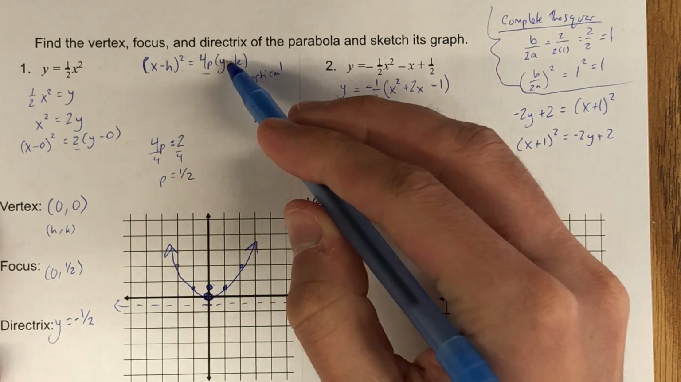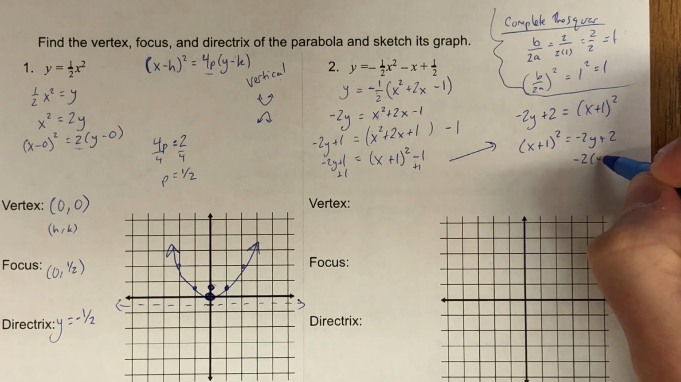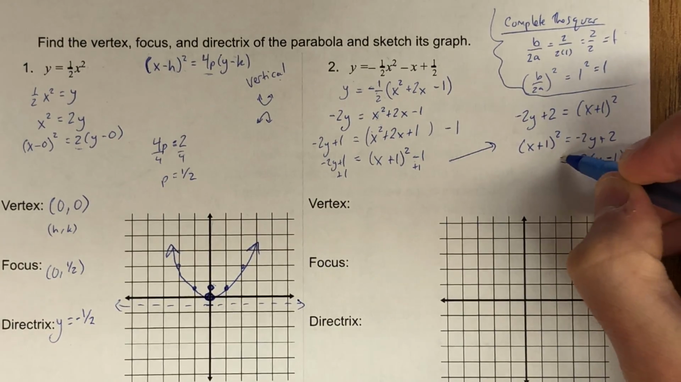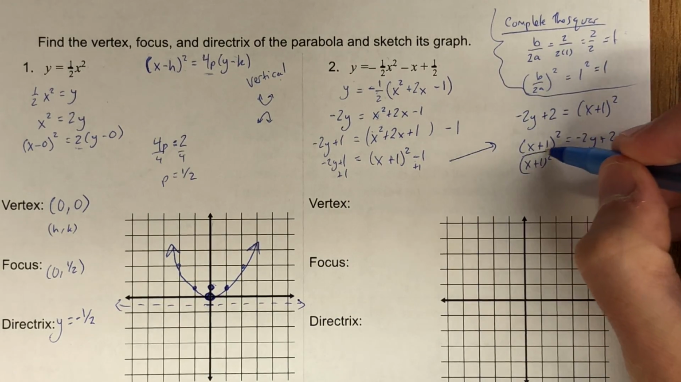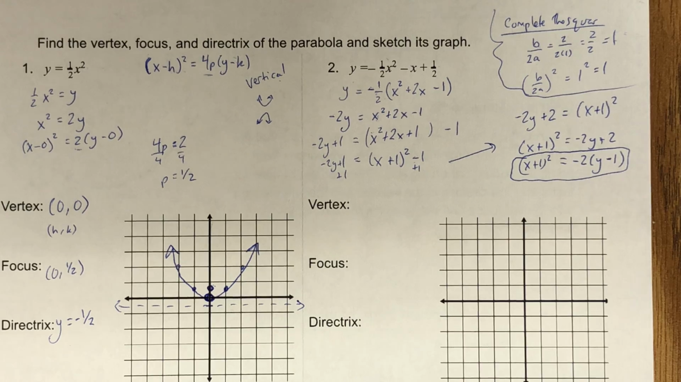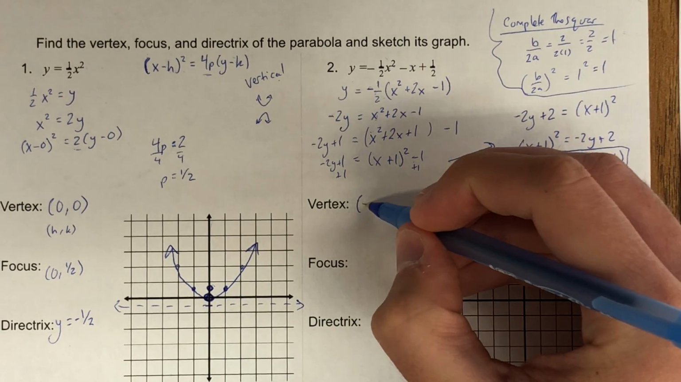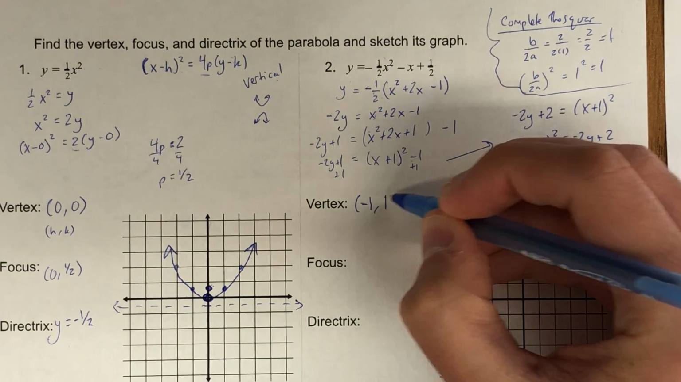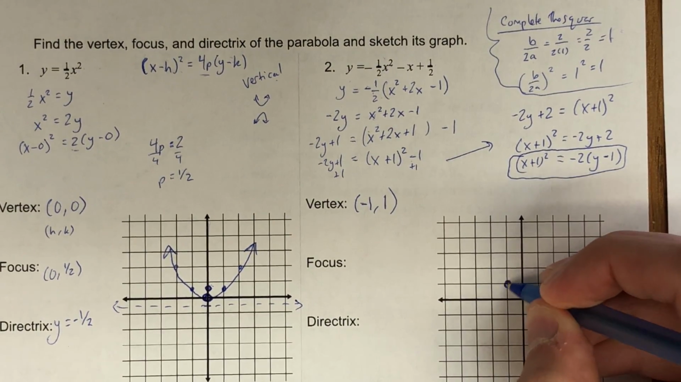And then we need to make sure our y is by itself. So let's factor -2 out here. So we get y minus 1 there. Okay, long process, but we're in our standard form now. So we can identify our vertex, h, k. So h would be -1, k would be +1. So we can start there at -1, 1.